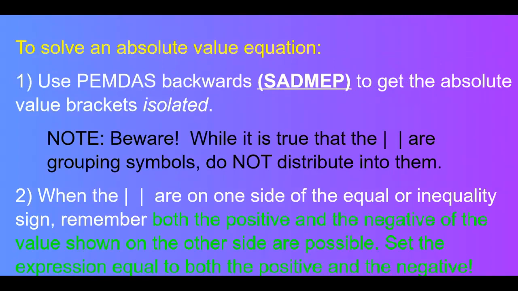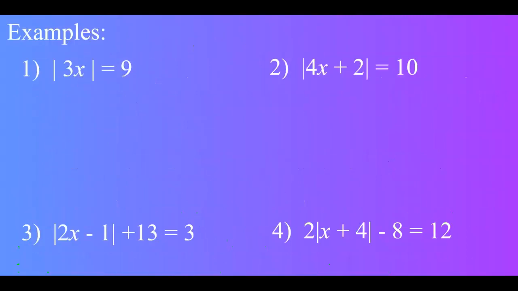So to solve an absolute value equation, we just isolate the absolute value by doing our inverse operations, okay? We never distribute into them. So unlike parentheses, we would never distribute into an absolute value, like 2x plus 2. So don't do that. No distributing. And let's just do this with an example here.